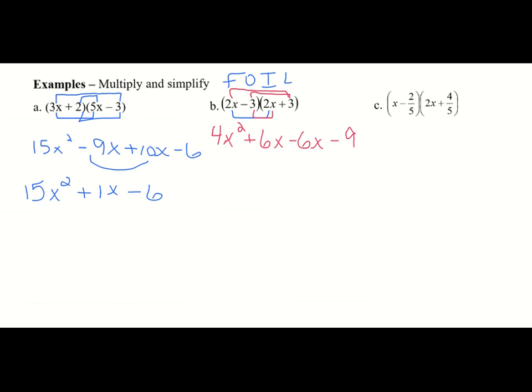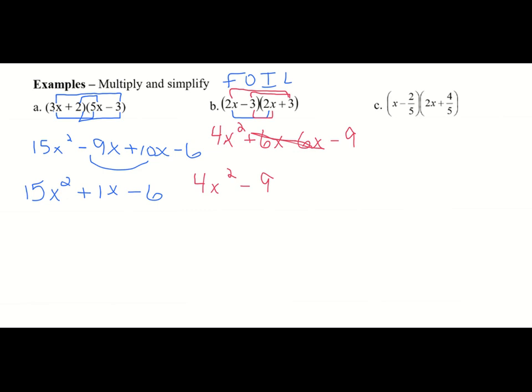When I go to combine like terms for this one, you're going to notice something happen. Positive 6x and negative 6x equal 0. They cancel out. So then our final answer here is just going to be 4x squared minus 9. This is called a perfect square binomial. You'll see them more in 025, and we'll talk about them more there.